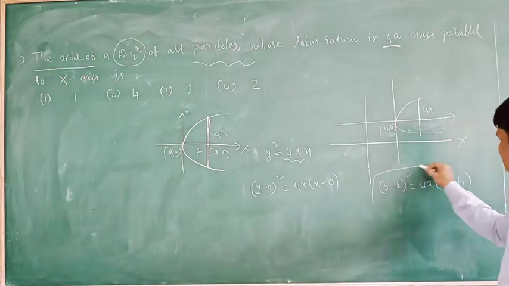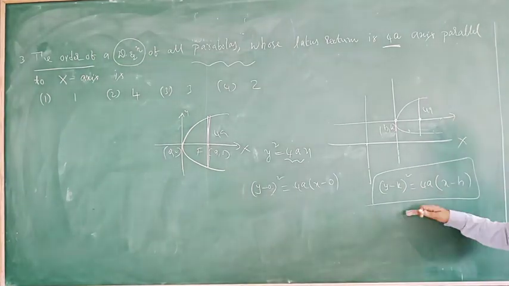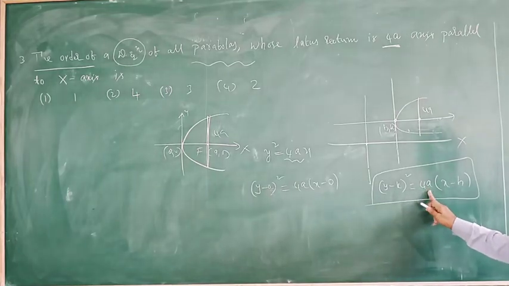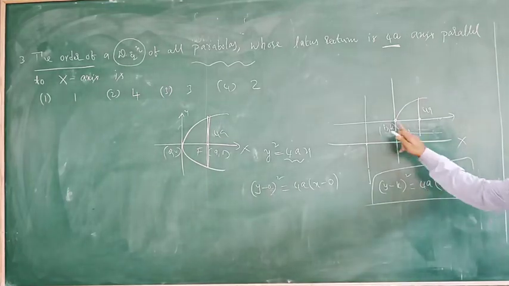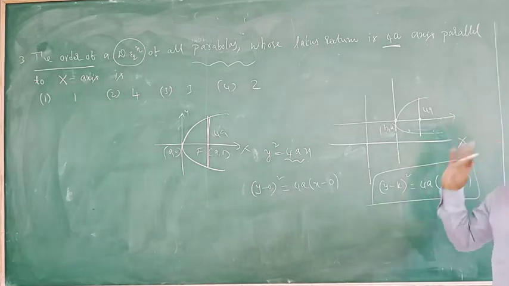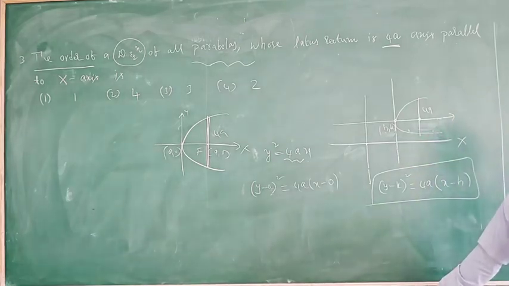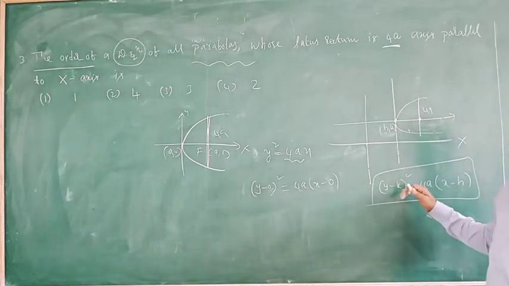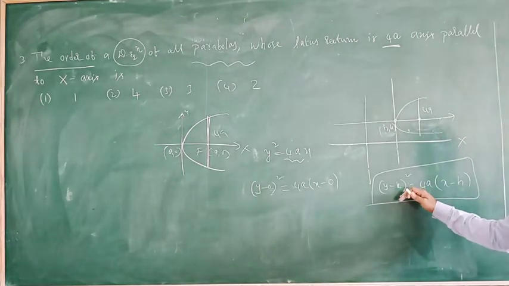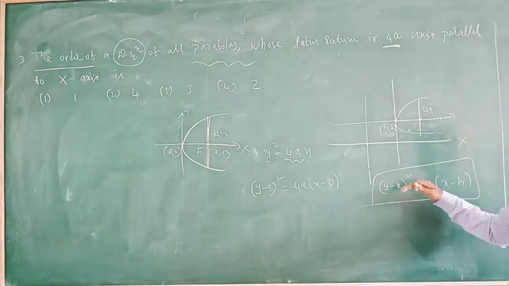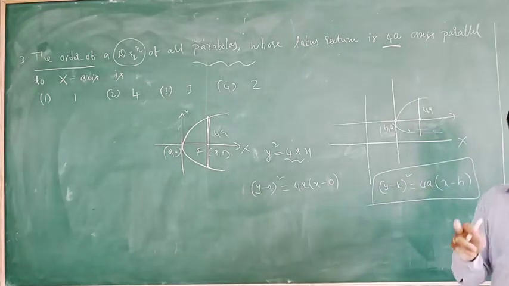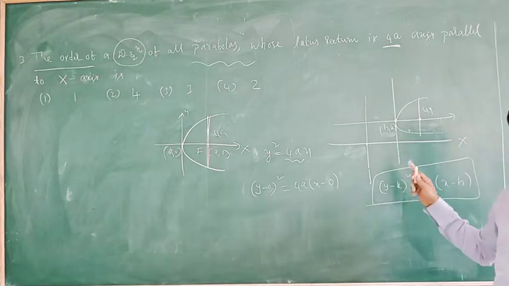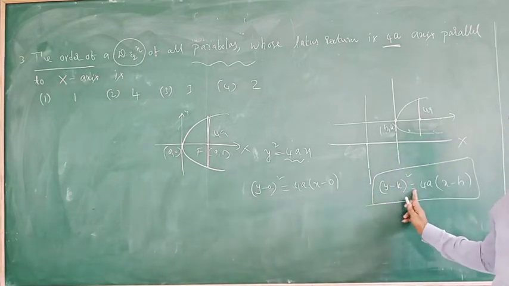So actually this is our parabola. This is the equation of the parabola having latus rectum 4a, and the axis line is parallel to the x axis. Here is the equation. He is asking the order of the differential equation of this parabola equation.